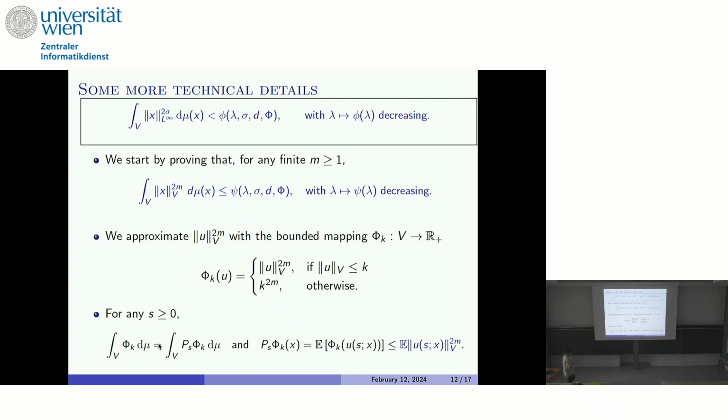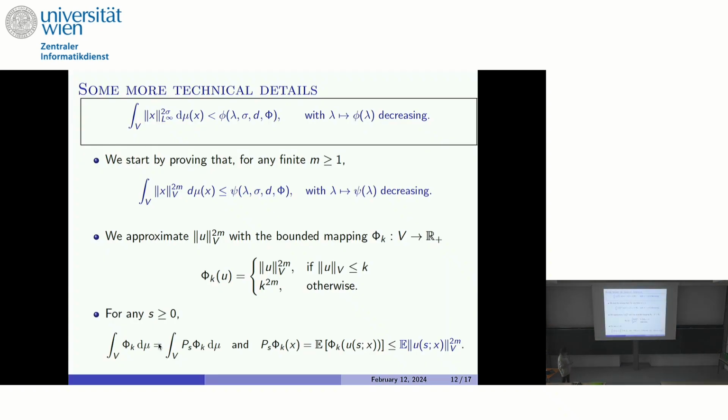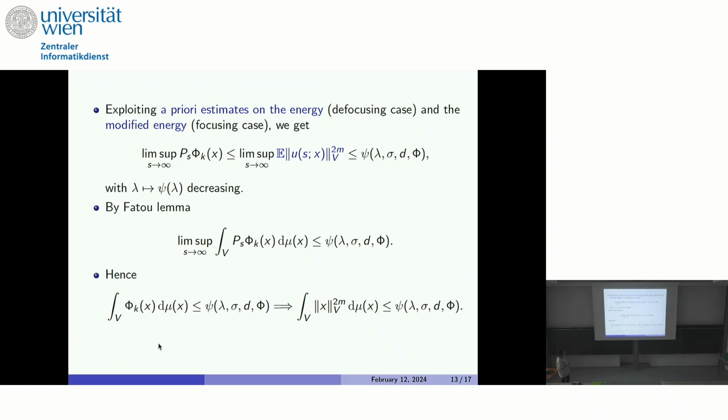And what is the idea? In this case, you see that we want to have bounds in the V norm. And as I said at the beginning, for the stochastic nonlinear Schrödinger equation, you do not have conservation of mass and energy, but you can use the mass and energy functional to control the V norm. So this is exactly the idea. We derived some a priori estimates for the energy, and the modified energy in the focusing case, and using these bounds, we are able to prove an estimate for this quantity here.